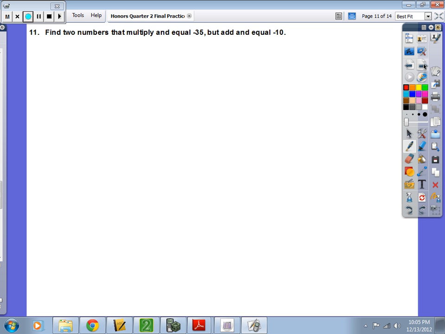Okay, find two numbers that multiply and give you negative 35, add and give you negative 10. This is a sweet question. So they got to times together and give you a negative 35. They've got to add together and give you negative 10. So let's work totally backwards. It should look like this: x squared, they got to add and give you minus 10, minus 10x, they got to times and give you a minus 35 equals 0.